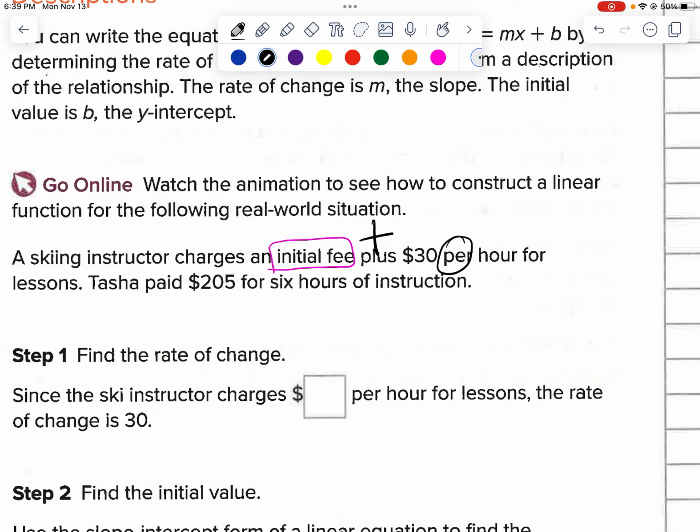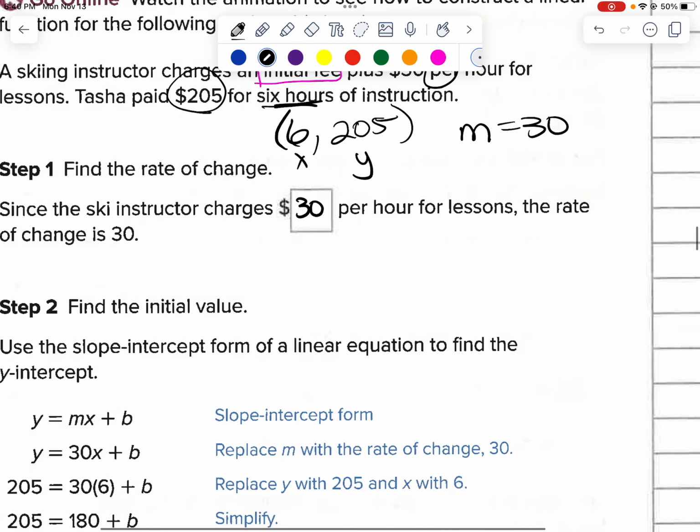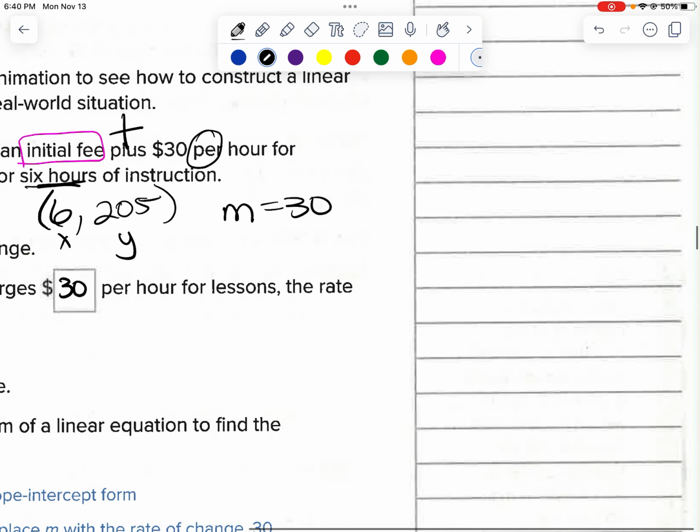So, what is the rate of change? The rate of change is $30 per hour. Find the initial value. It says 6 hours cost $205, and our slope is equal to 30. So this is an x, this is a y, and I can plug it in. I'm just going to do it over here.